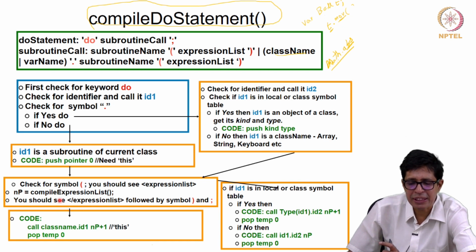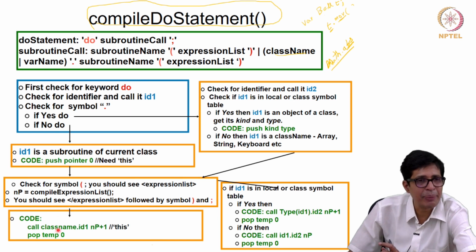So the expression list will tell me the number of expressions there are, that is, how many arguments there are. We will just see what compile expression list is. So this will give you the number of arguments. Then at the end you should see the closing expression list and then the closing parenthesis, followed by the symbol semicolon, right. Then you dump this code, call class name, and this is where you use the current class name because it belongs to the current class.